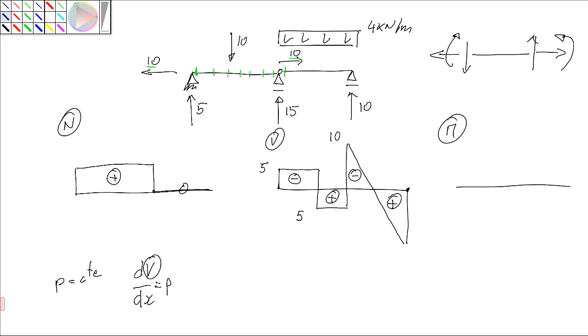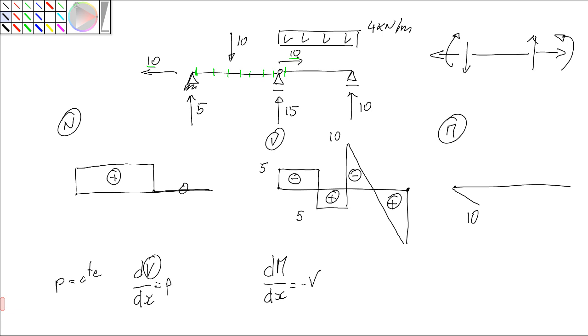Now, if you look at the bending moment, we have 4 regions. At this part, and remembering the equation, V is constant, meaning M is linear, V is positive, meaning M increases. So M is linear and increases. The area of this diagram, 5 times 2, 10.